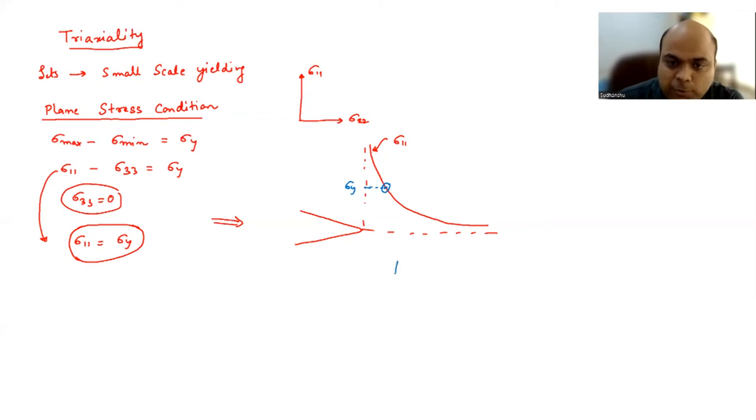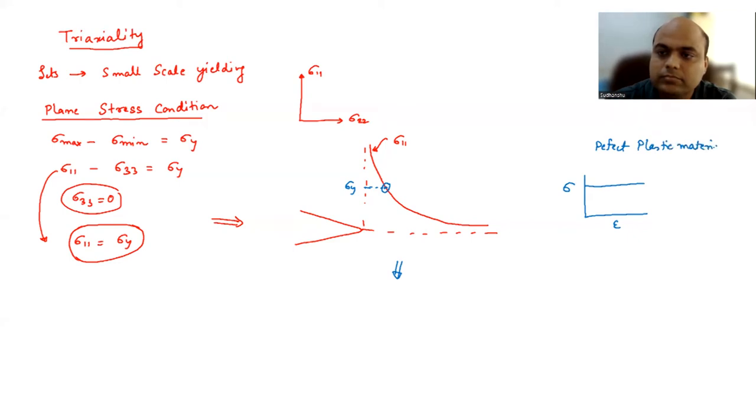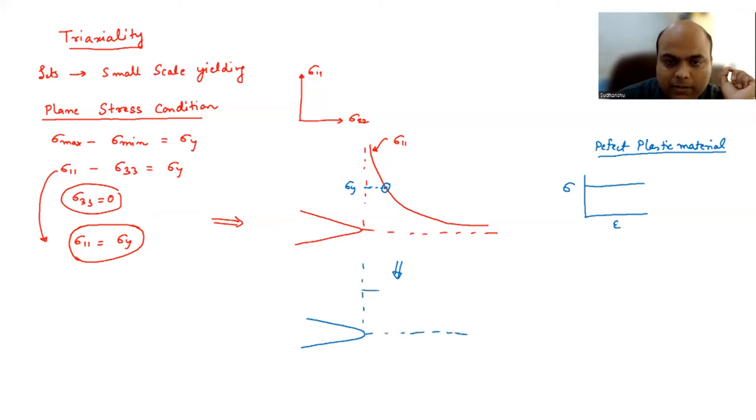Okay. Now, if I assume that your material is perfectly plastic, and if you remember the definition of a perfectly plastic material, that if I have sigma and epsilon, sigma becomes like this, right? So sigma is constant with respect to strain. So this is your perfectly plastic material. Right? See, we are making lots of assumptions because we want to come to some relationship. So one of the assumptions here is that we are assuming it to be perfectly plastic. If you assume that, then your curve is going to become something like this.